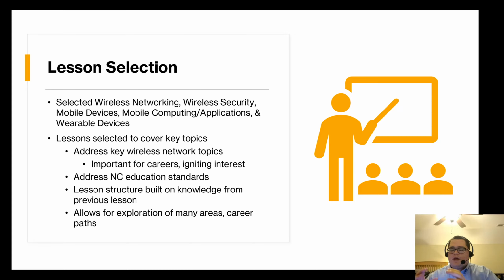And from there, it also creates a benefit to being able to take knowledge from previous lessons and apply it to later lessons. So for example, for the wearable devices lesson, one of the activities we have them do is identify where we think wearable devices will be in the future, what problems we think they'll address, and how we think they'll communicate. Finally, the last bullet point is kind of a reiteration of an earlier one. It allows for the exploration of many areas and career paths.